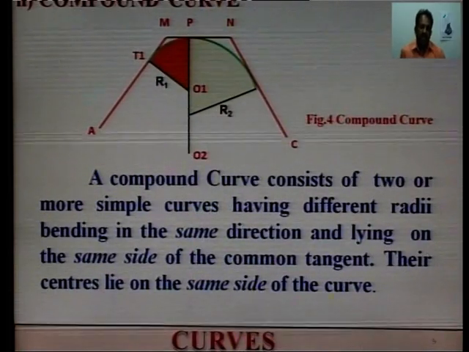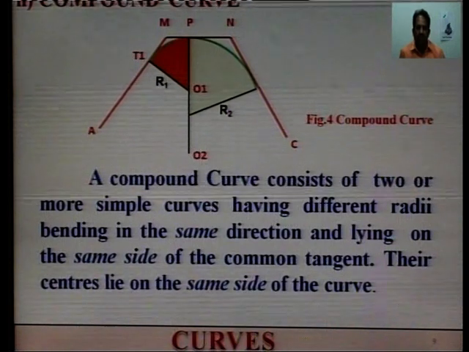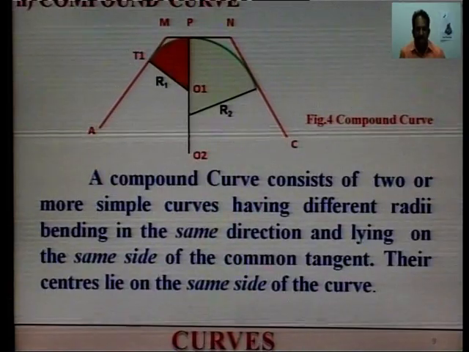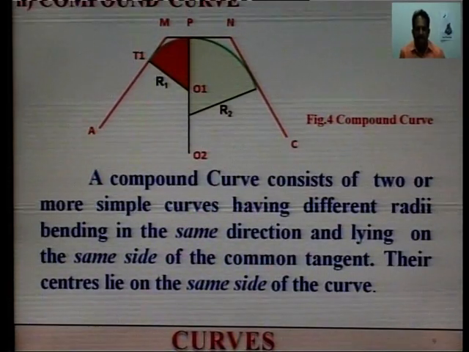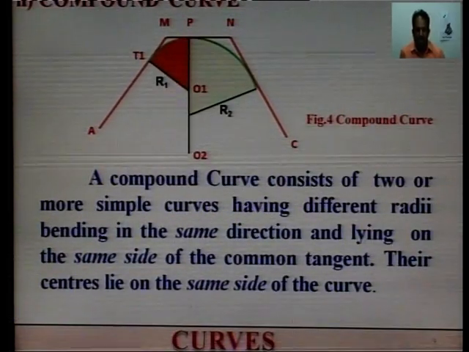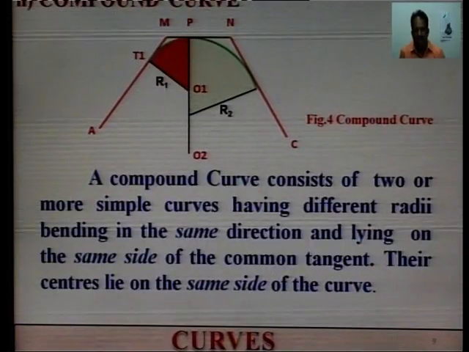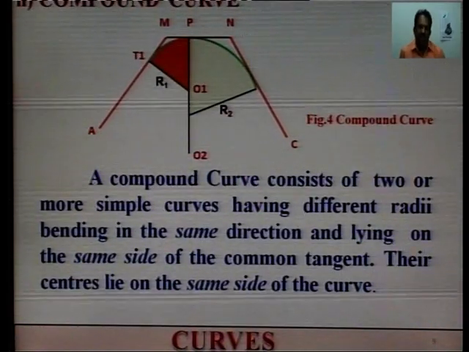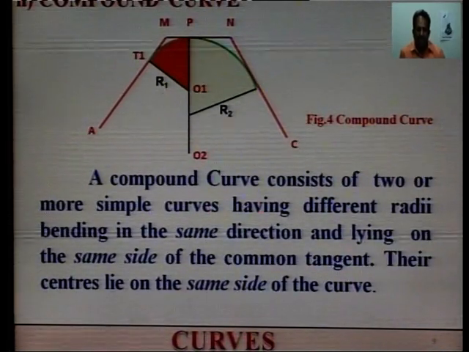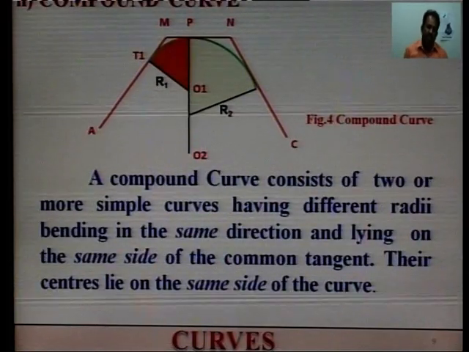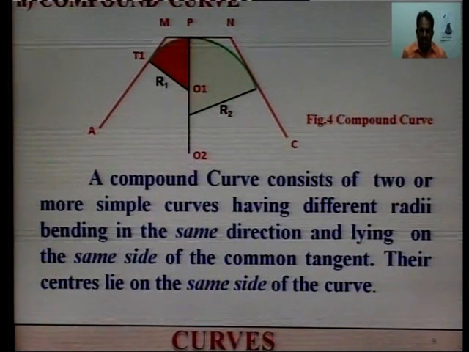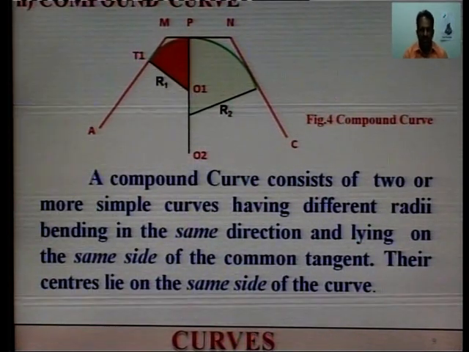So, as is being shown on your screen, a compound curve consists of 2 or more simple curves having different radii bending in the same direction and lying on the same side of the common tangent, that is Mn is the common tangent. Their centers lie on the same side of the curve, that is radius 1 and radius 2 have their centers on the same side of the common tangent Mn, as is being shown on your screen. So, this is a compound curve.